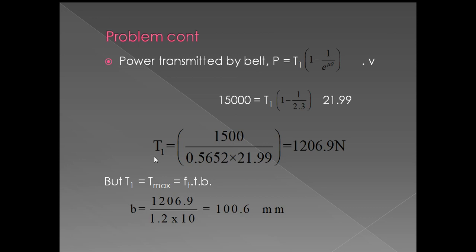T1 is nothing but the tension on the tight side. The tension on the tight side equal to the maximum tension. That's why T1 equal to Tmax equal to Ft into T into B, that is the area of the belt. So in this way we can find the width of the belt. So here we got B as 100.6 mm.